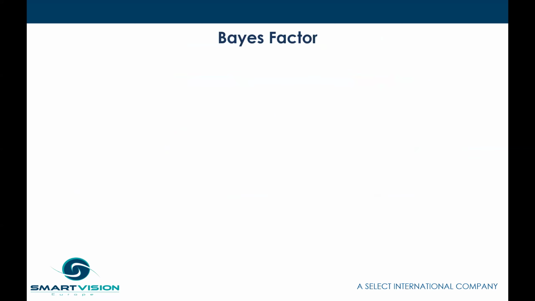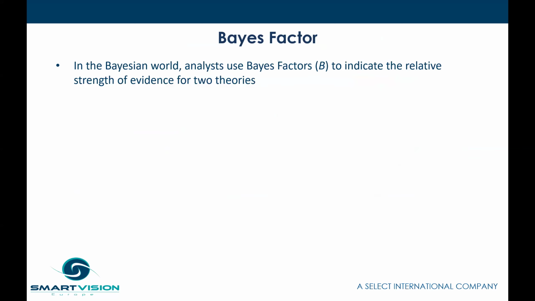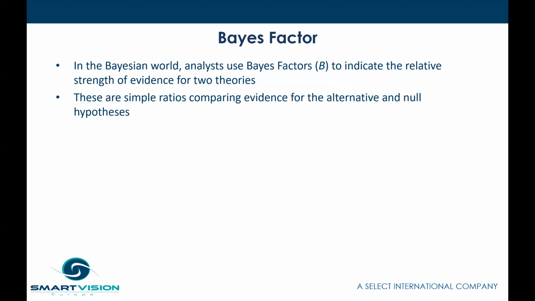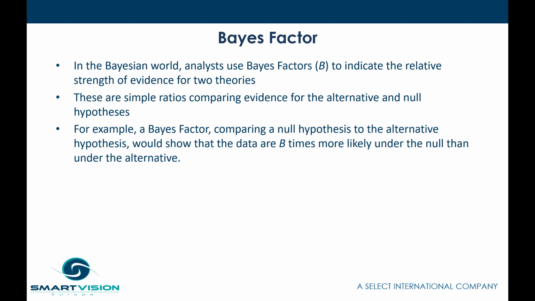In SPSS, the resultant ratio of evidence attempts to quantify how much more evidence there is with a null hypothesis versus the alternative hypothesis. By doing so, it compares the evidence for both hypotheses, which is something that a frequentist p-value does not do. Now, in the Bayesian world, analysts use Bayes factors, or B, to indicate the relative strength of evidence for these two theories. Basically, it's just a ratio of one number to another. They're very, very simple ratios. For example, a Bayes factor comparing a null hypothesis to the alternative hypothesis would show that the data are B times more likely under the null than under the alternative.